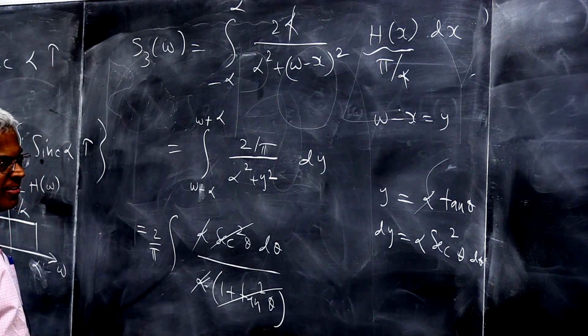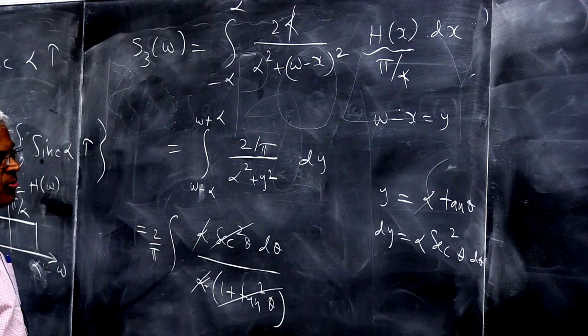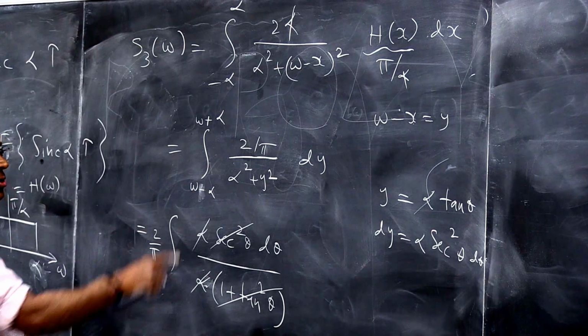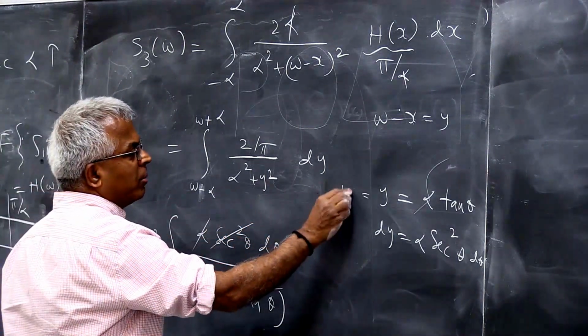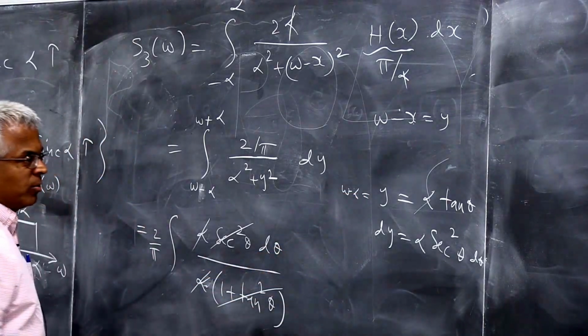All right, so let's substitute for the limits. So look here. The lower limit of y is omega minus alpha. So what is the lower limit of theta?